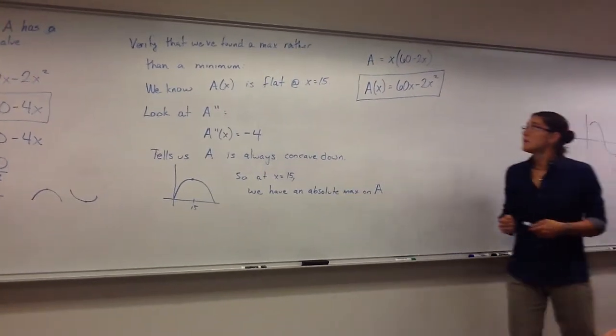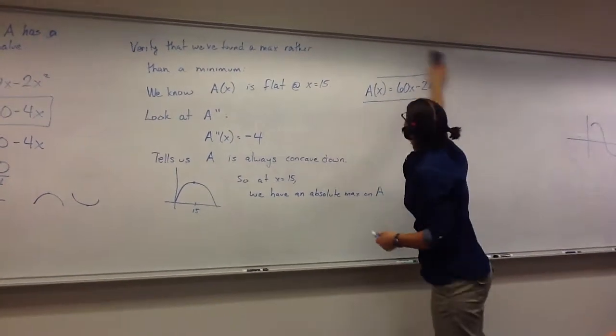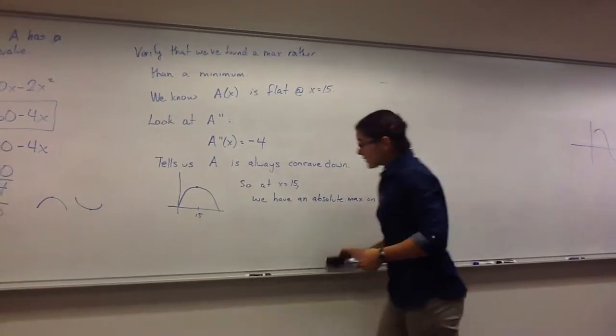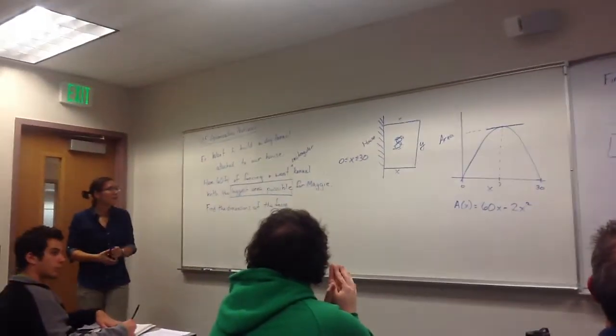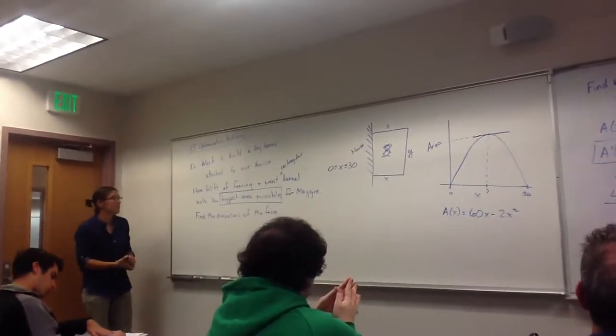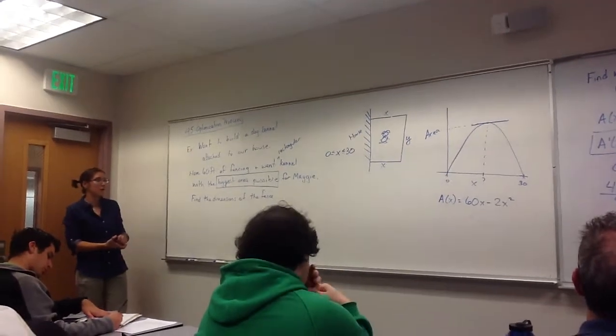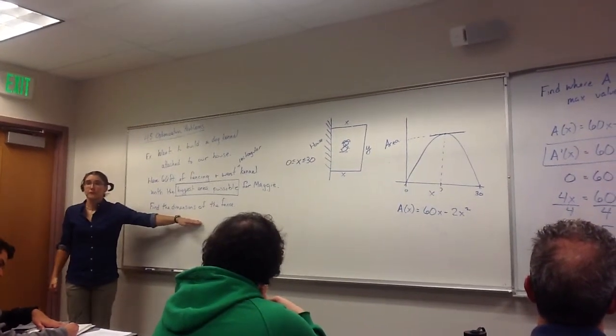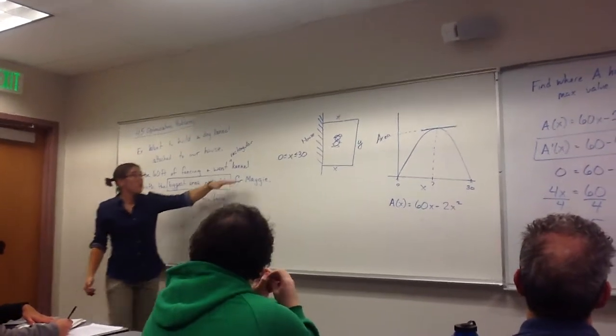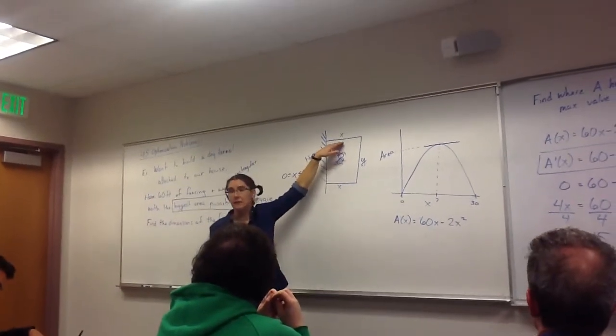So we have one loose end to tie up, and that loose end is to go back and reread the question at the beginning. The question says that we want to build a dog kennel attached to our house. We have 60 feet of fencing, and we want a rectangular kennel with the biggest area possible for our dog Maggie. Find the dimensions of the fence. So we have one dimension for our fence. We have the x value.